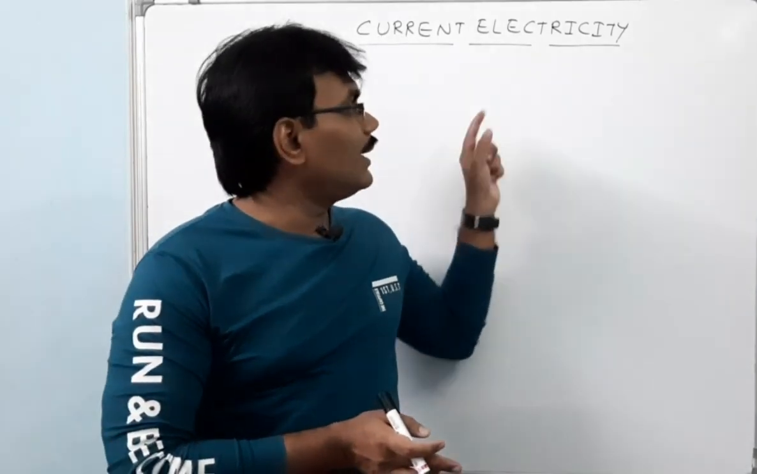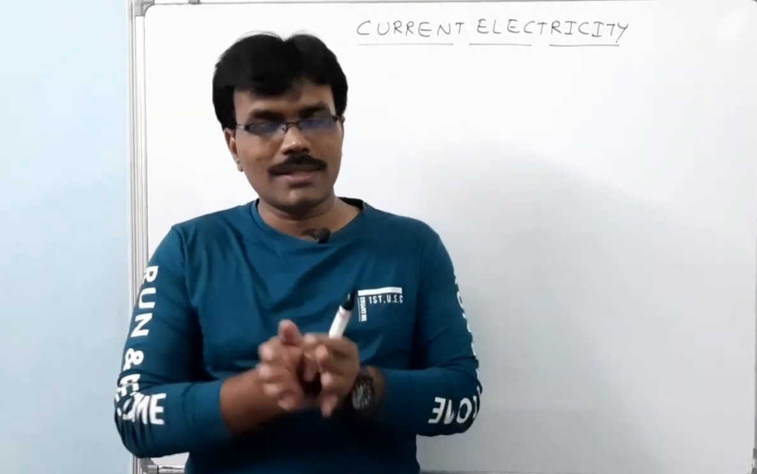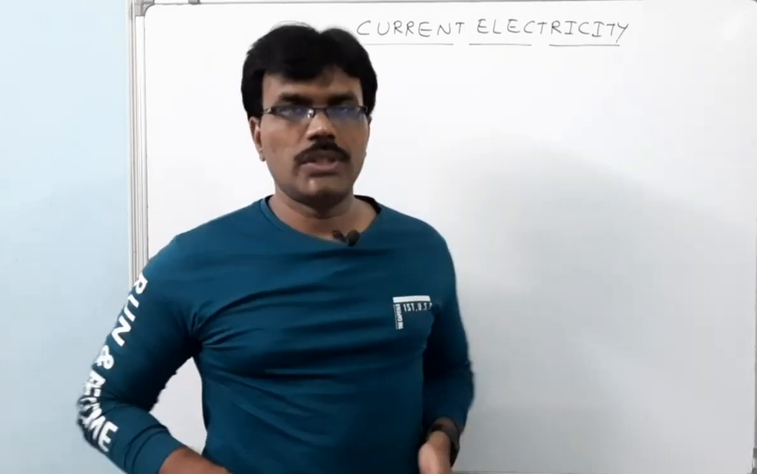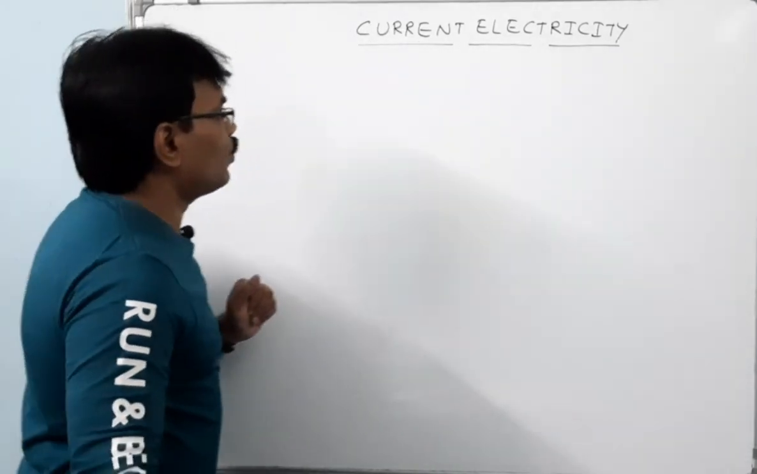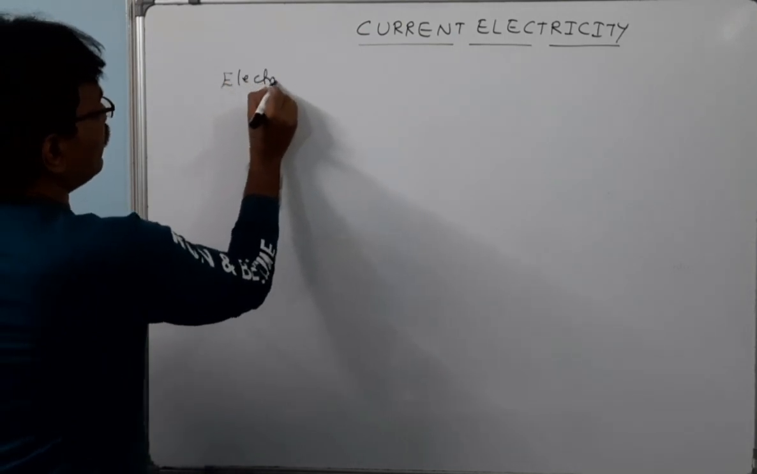But in this chapter, current electricity, current means what? Motion of something. Electricity means what? It's dealing with the motion of electrical charges, right? So first let us see what is current, electrical current. How do you define electrical current?